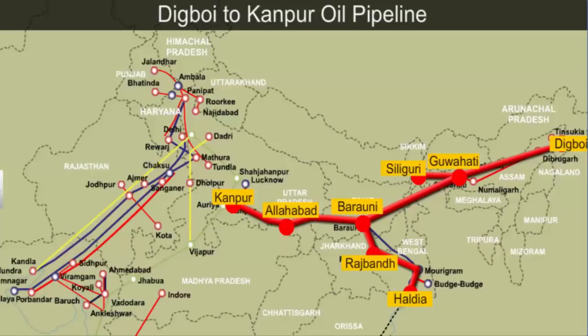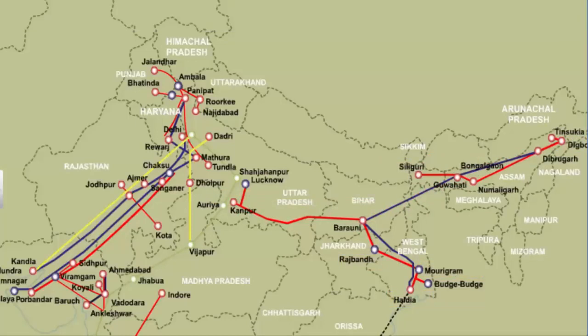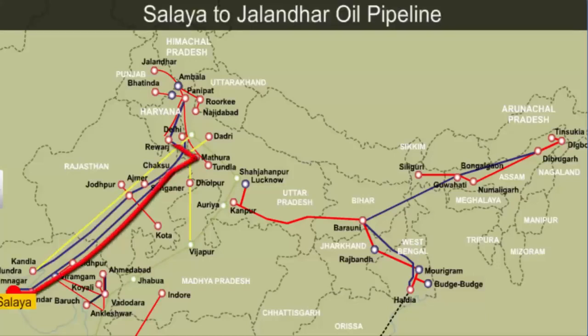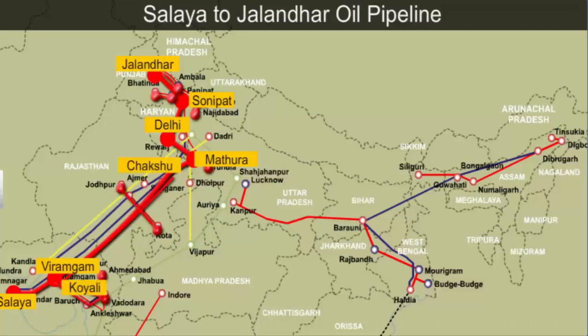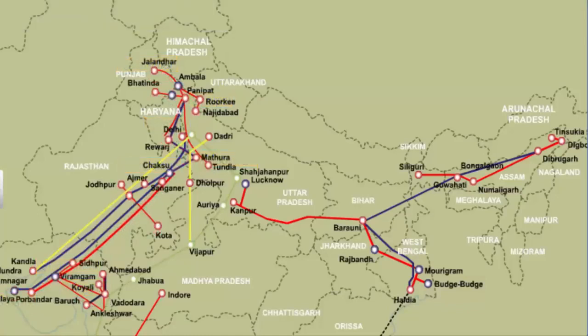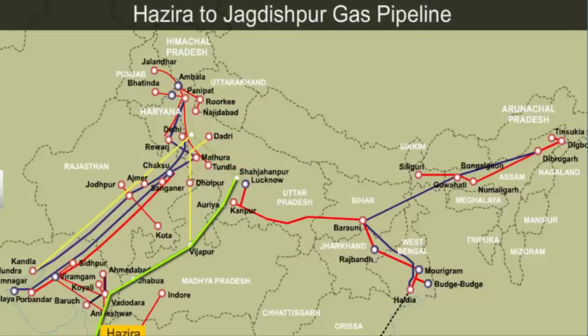Another oil pipeline runs from oil fields in Salaya in Gujarat to Jalandhar in Punjab. This oil pipeline passes through Viramgam, Mathura, Delhi, and Sonipat. It has several branches leading to Koyali and Chakshu, etc. A natural gas pipeline runs from the Hazira gas fields in Gujarat to Jagdishpur in Uttar Pradesh, while passing through Vijaypur in Madhya Pradesh. Its branches supply gas to Kota in Rajasthan and several places like Barbala and Shahjahanpur in Uttar Pradesh.